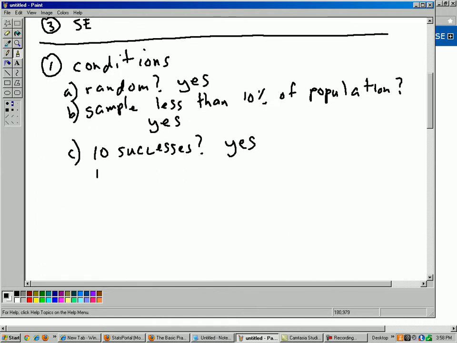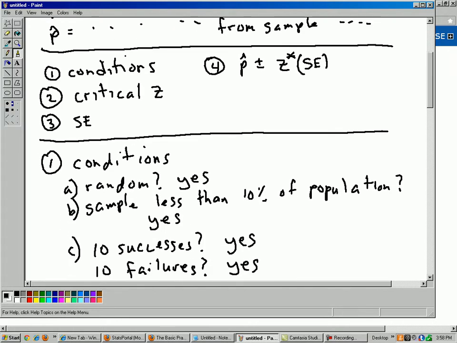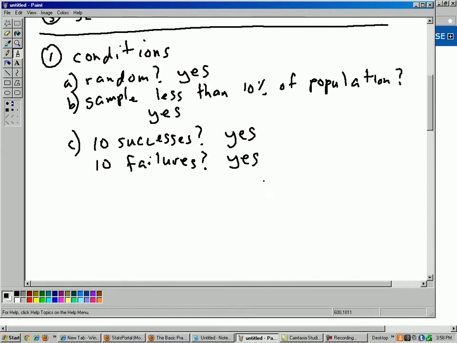And did we have at least 10 failures in our sample? Again, the answer is yes. Altogether, we had 880 people in the sample. 171 said yes, so the rest said no. So that's like 600 and something people said no. So yeah, that's more than 10. Okay, all the conditions are met, so we can proceed on to step 2.